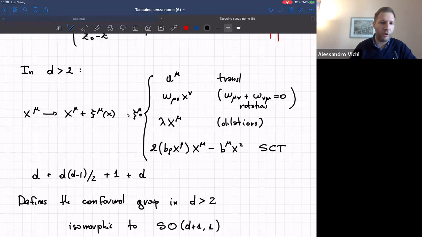Is there any question about this? Very standard, but if there is any question, please. Okay, so there are no questions. So I will just pass to the algebra now, which, as I just said, is isomorphic to the special orthogonal group with signature d plus one, one.